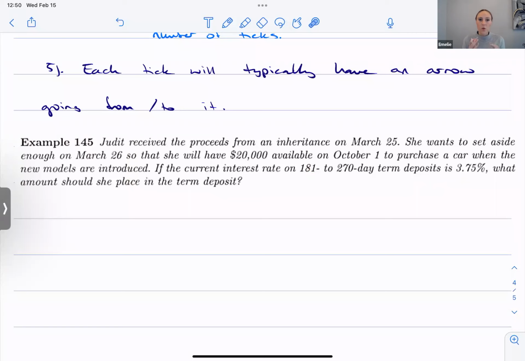What we want to do is map out all the dates, and there's a decoy date in here, the March 25th. Nothing happens, but let's just put it on the timeline. As I read this, I'm going to start to underline and make a note here. March 25th, March 26th, and October 1st.